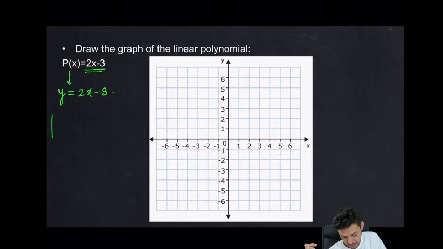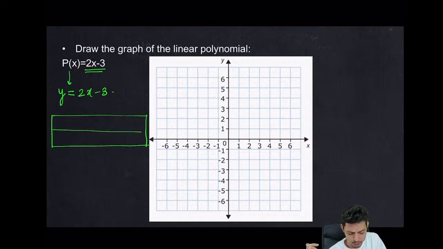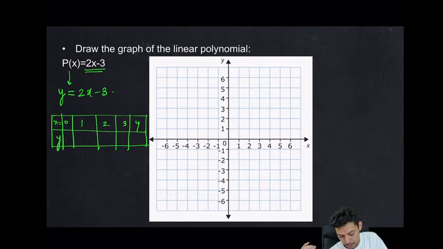Let me form a very small table over here, where we are going to choose a few values of x on our own. Any value you can choose. Let's say we select x to be 0, 1, 2, 3 and 4, and let's calculate the values of y for these chosen values. So when x is 0, you put x as 0 in this expression, you get y as minus 3.